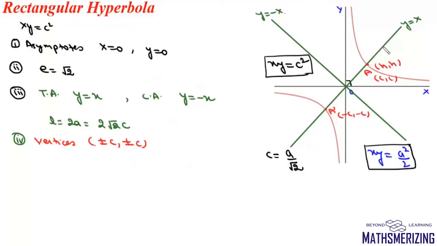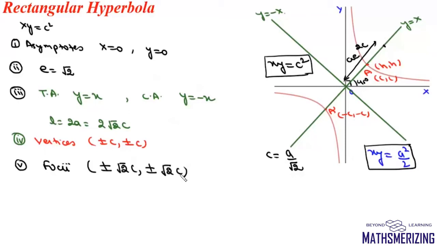Next we'll write focus. Now focus again will lie on y equals x line, and this distance is a into e. Now a is root 2c and e is root 2. So this distance will be 2c. Now this angle is 45 degrees. So this is 2c cos 45 and 2c sin 45. So the coordinates of foci will be plus minus root 2c and plus minus root 2c.